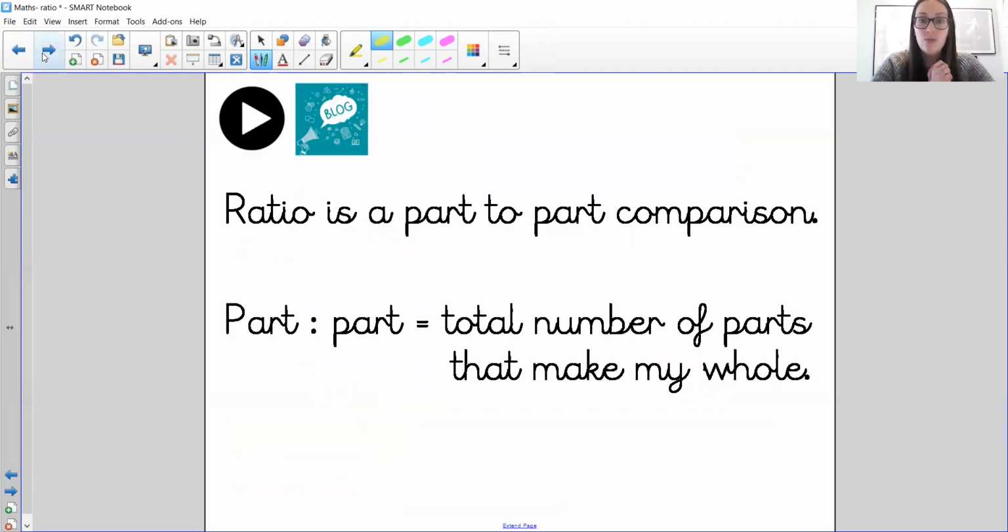Okay, this is what I want us to write down into our blue books. So ratio is a part-to-part comparison. So you've got a part compared to another part, and the total number of parts make my whole. Okay, so ratio is a part-to-part comparison.